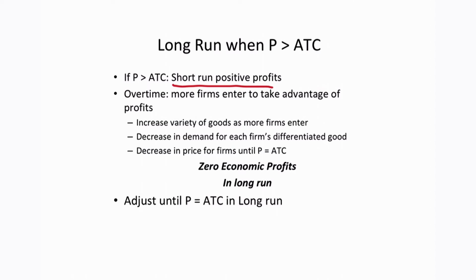and the price is going to reach a point where it's equal to the average total cost. When the price is equal to average total cost, there's no incentive for firms to enter or exit this market. Therefore, the total number of firms is going to stay constant, and we're going to reach the long-run equilibrium. The price will be greater than marginal cost, but the price will also be equal to average total cost.